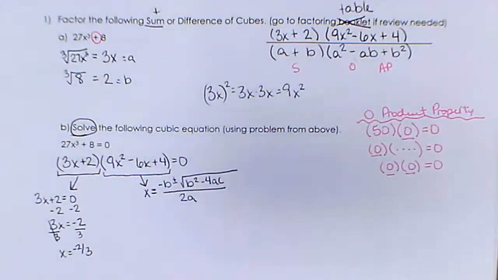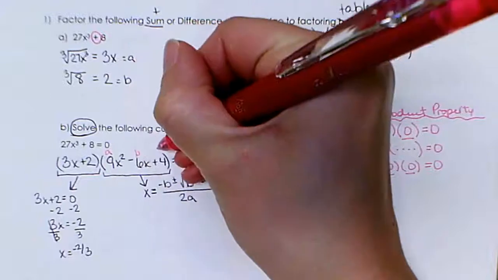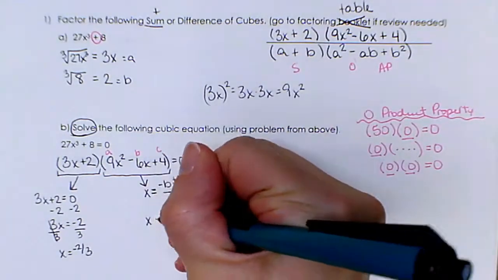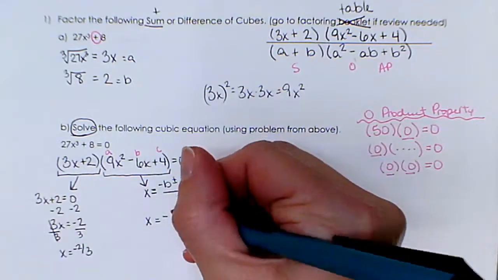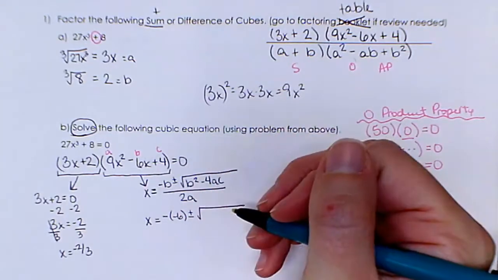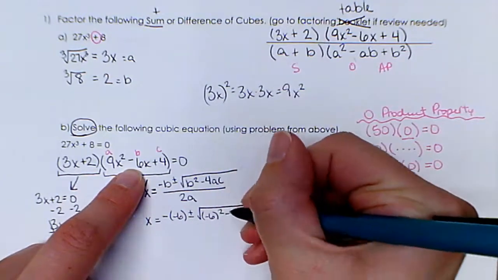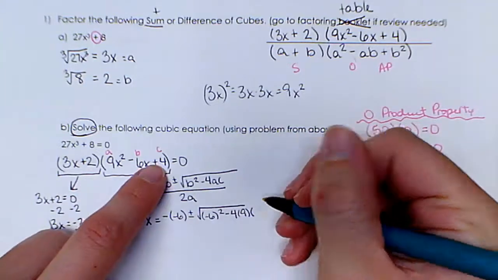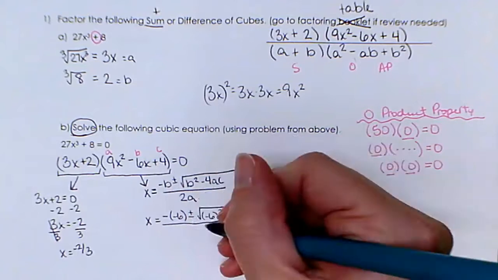So let's go ahead and label your a, your b, your c. x equals negative b, which is negative 6, plus or minus the square root of b squared, so negative 6 squared, minus 4 times a times c, all over 2 times a.